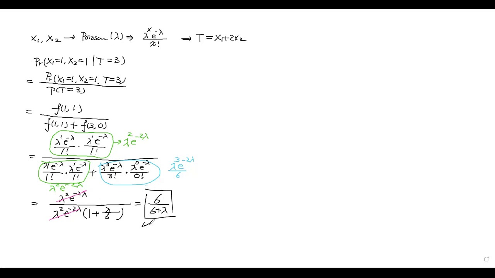This final form for this condition depends on lambda, right? So I have lambda included. Based on the definition of sufficient statistics, T is not a sufficient statistic for lambda here. That is the first part.